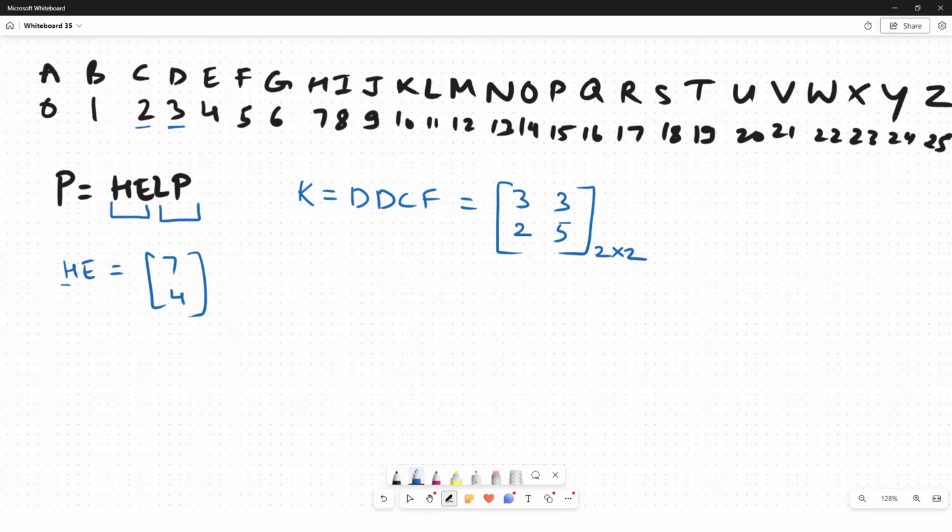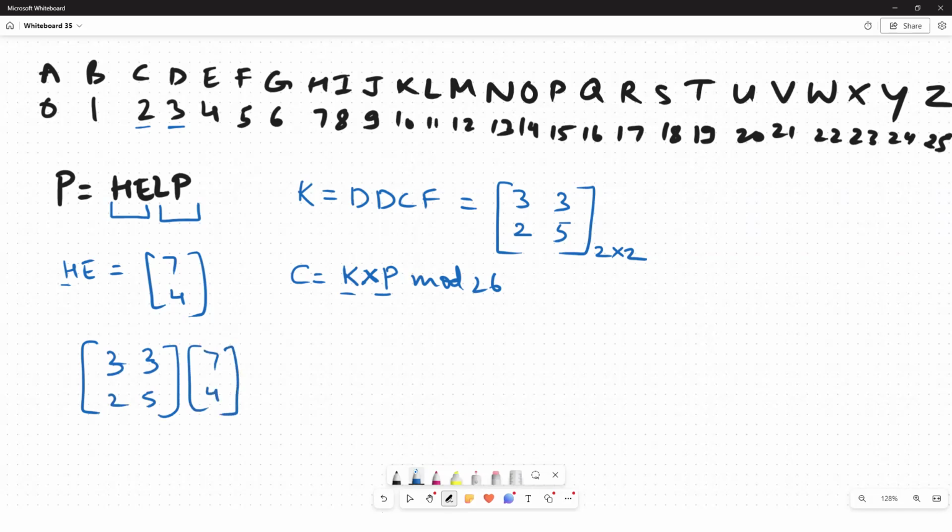As I mentioned, in the Hill cipher technique, the ciphertext is key times plain text mod 26. You have to multiply. So you will take the key and you will also take your plain text, and multiply them together to get your ciphertext. So your key is 3, 3, 2, 5, and your 2 characters are 7, 4. So this is a 2 cross 2 matrix. This is a 2 cross 1 matrix. So the resultant would be a 2 cross 1 matrix.